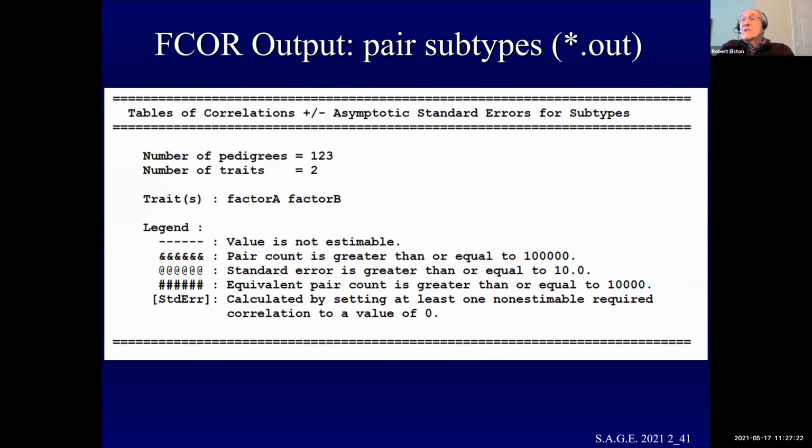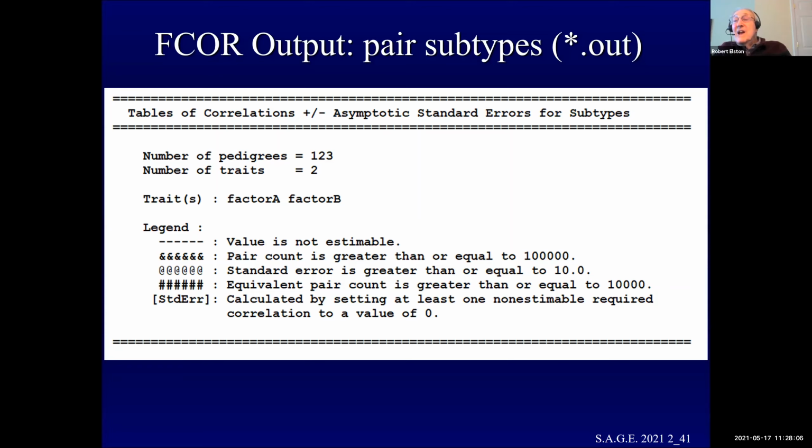Yes. So this is the newer output, and it tells you that you have 123 pedigrees, and you have 2 traits there, factor A and factor B. Now here, you look at this legend. It'll say if a correlation is not estimable, you get blanks. If the pair count is equal or greater than 100,000, then you'll get these ampersands, and where the standard error is greater than or equal to 10, and the pound signs are equivalent to a pair count greater than or equal to 10,000.